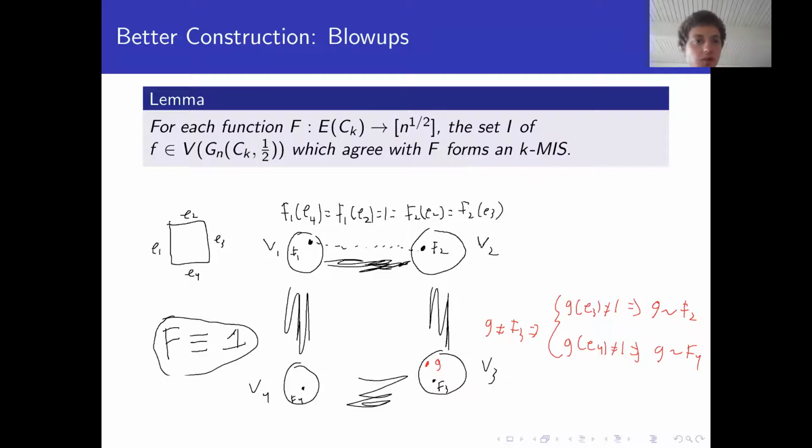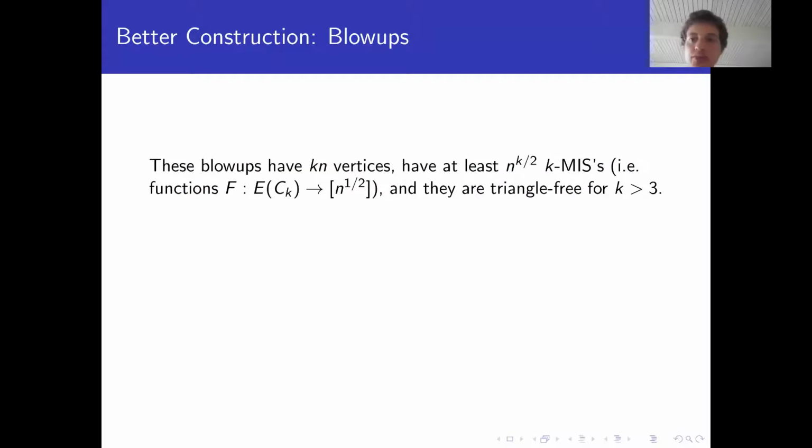All right, so now we're almost at something. So now we just make a couple observations. First, these blow-up constructions have exactly kn vertices because they have k blobs, and in each blob, it just consists of all functions from a 2-element set to a set of size n to the 1/2. So each blob has size n. Moreover, there are at least n to the k over 2 KMISs.